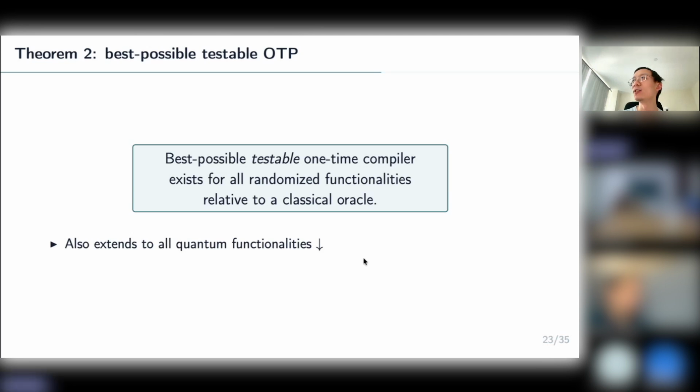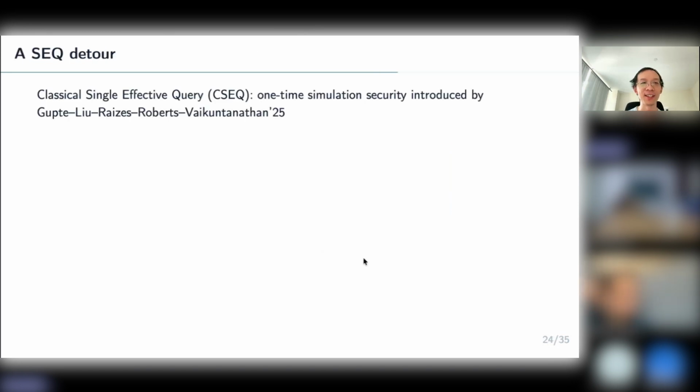Okay, so next I'd like to talk a little bit about what it means to have a one-time program for quantum functionality. To do that, let me go back to the simulation security notion that I mentioned earlier. There is this CSEQ notion, which stands for classical single effective query. This is a one-time simulation security that was introduced in prior work by some of my co-authors and Vinod.